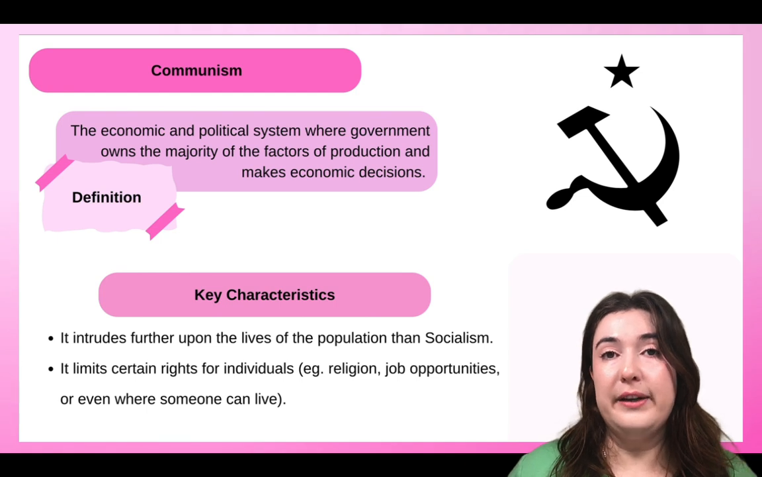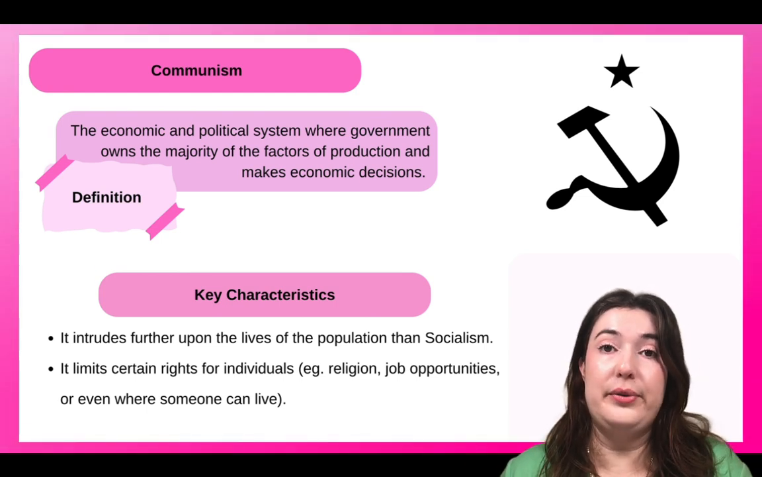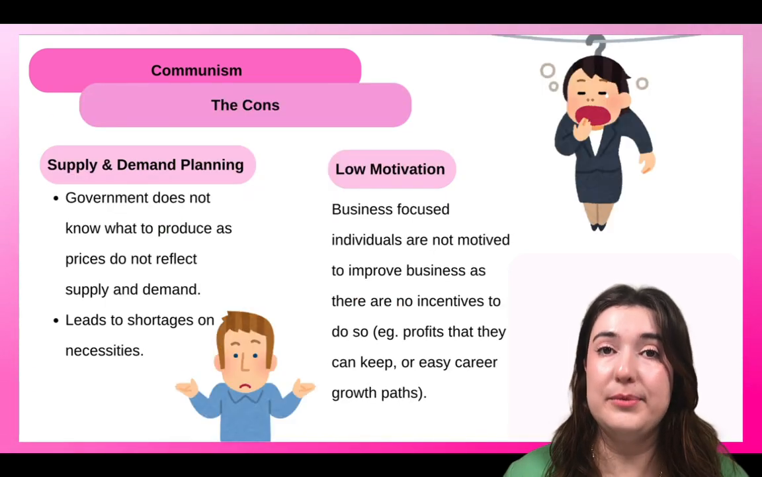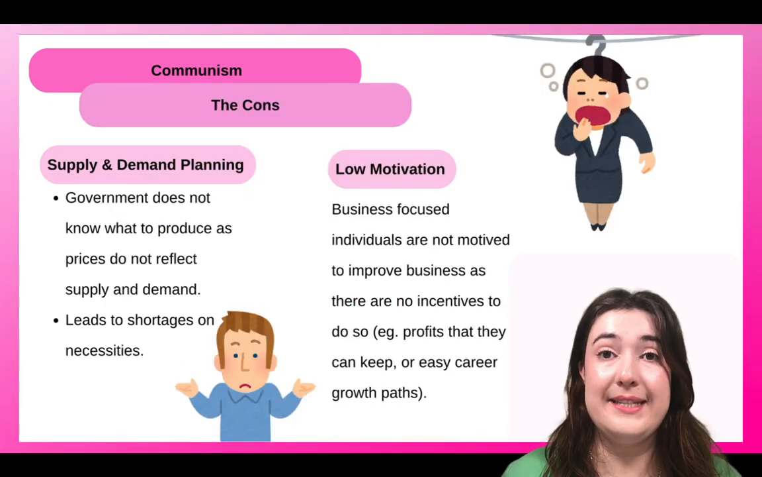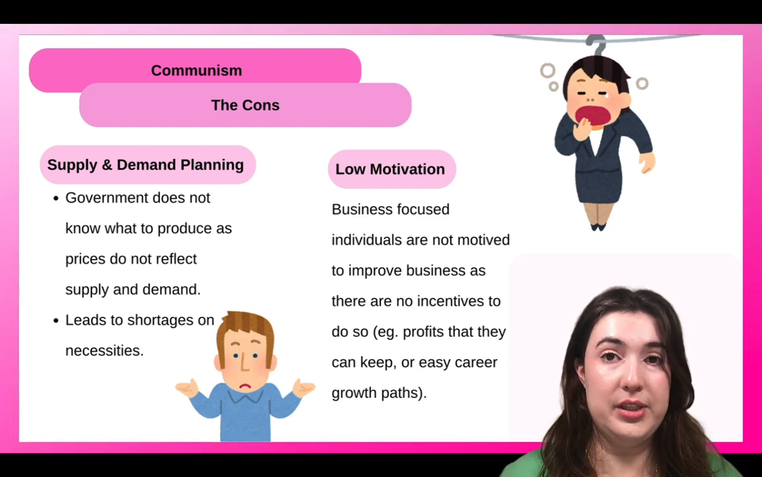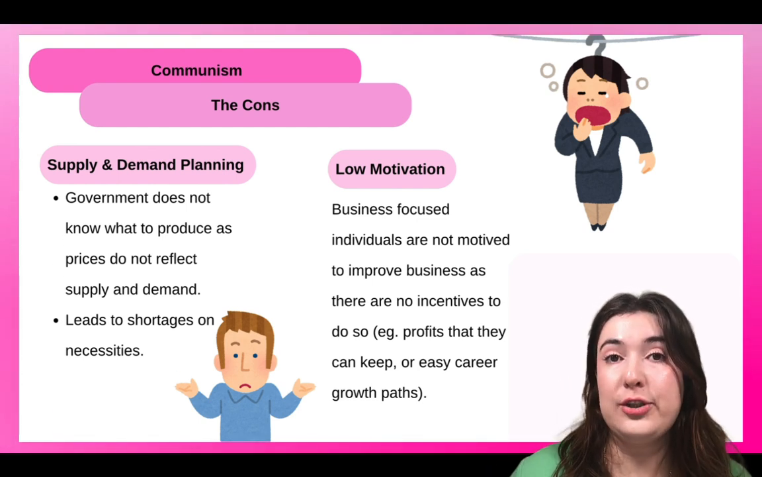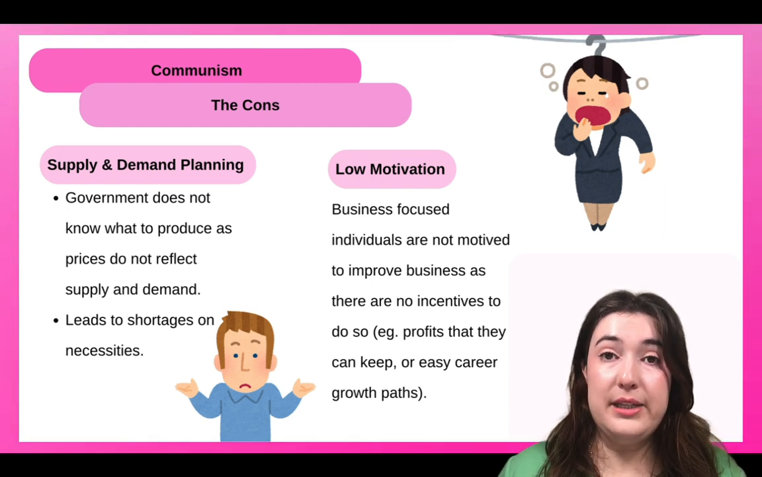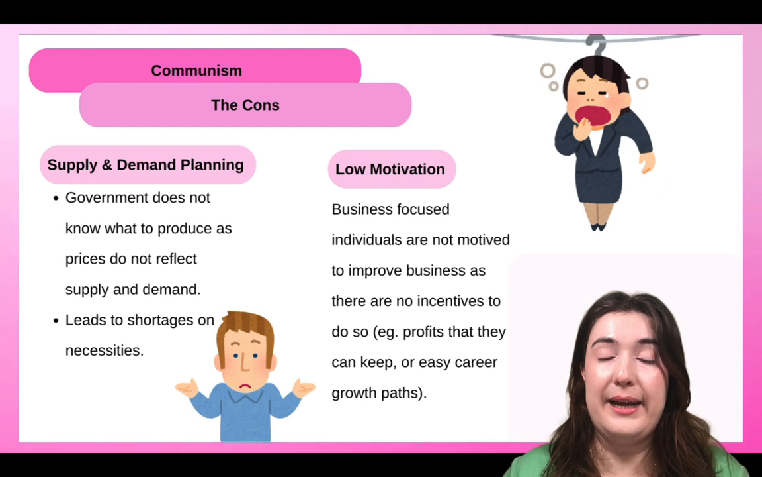So communism is a much stricter type of economic system, and it controls people in the country a lot more. Let's have a look at the cons when it comes to communism. Our first one is that supply and demand planning is affected. We know that in our capitalistic society, and even in our socialistic society, the market helps determine what products or services are being made, or need to be made, to meet the demand from the consumers.